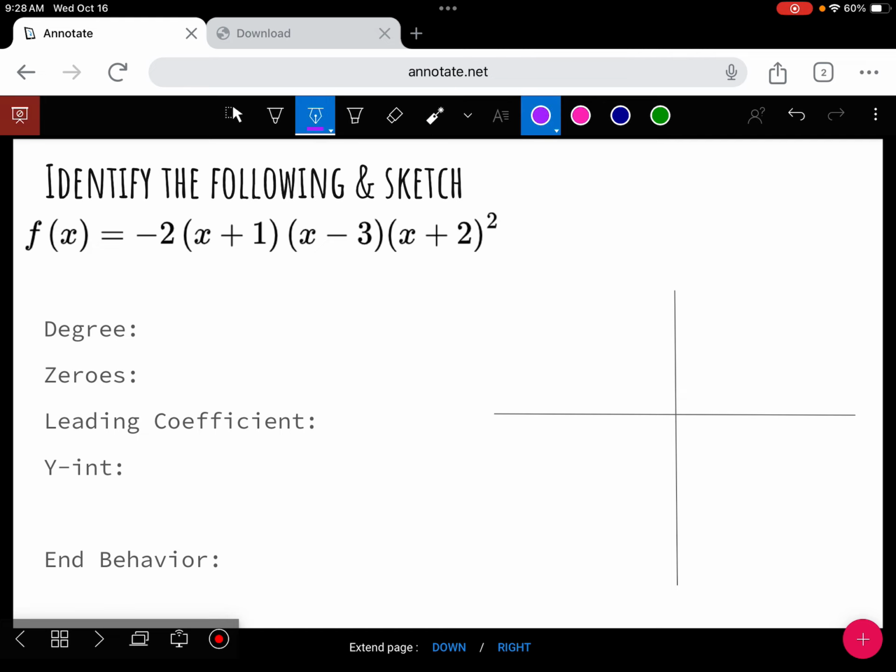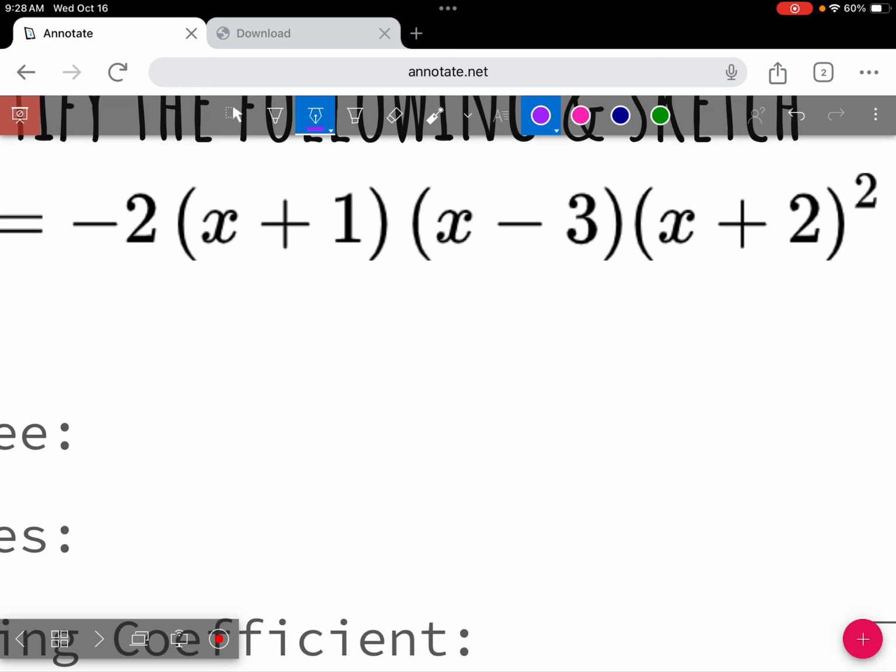So, first things first, what is our degree? 4. So I have x times x times x squared. That's 4 x's.